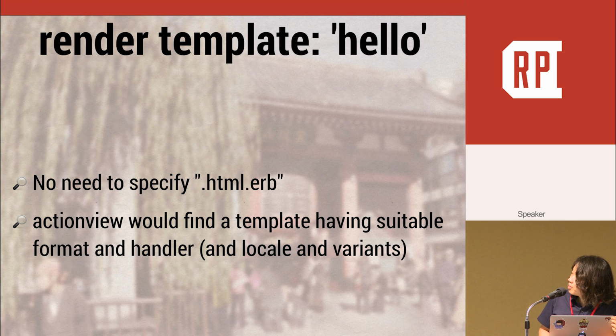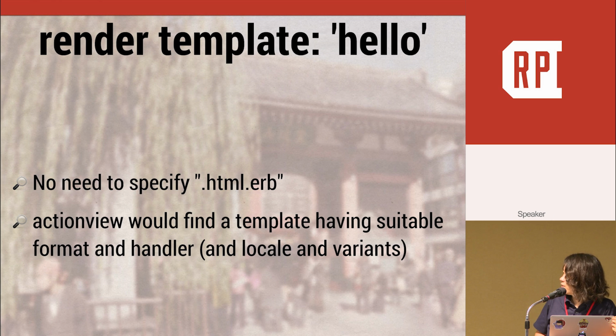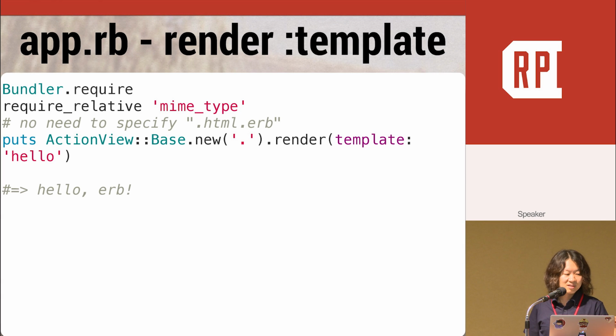Actually, you don't need to specify .html ERB, because ActionView would assume these file types from the format and handler and these things. So the code can be like this: render template hello. I guess you're familiar with this method call, right? So what actually does render template do?